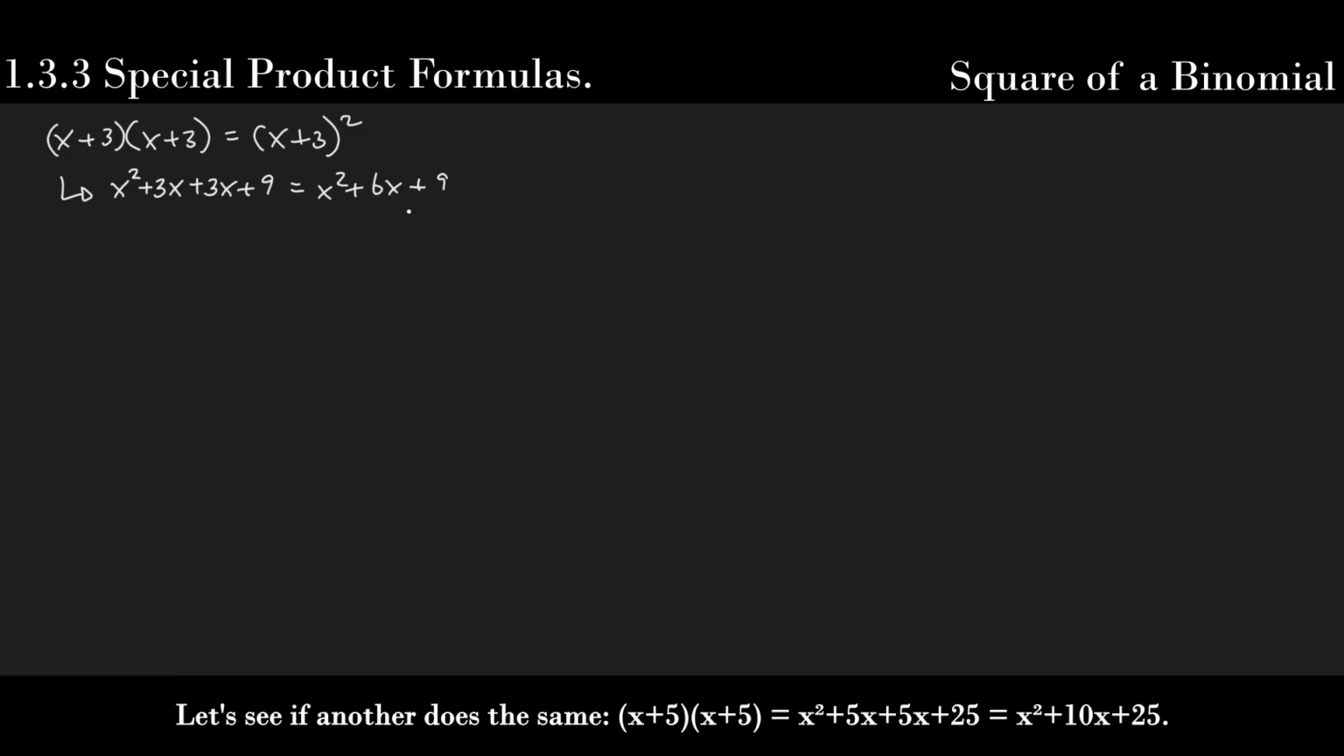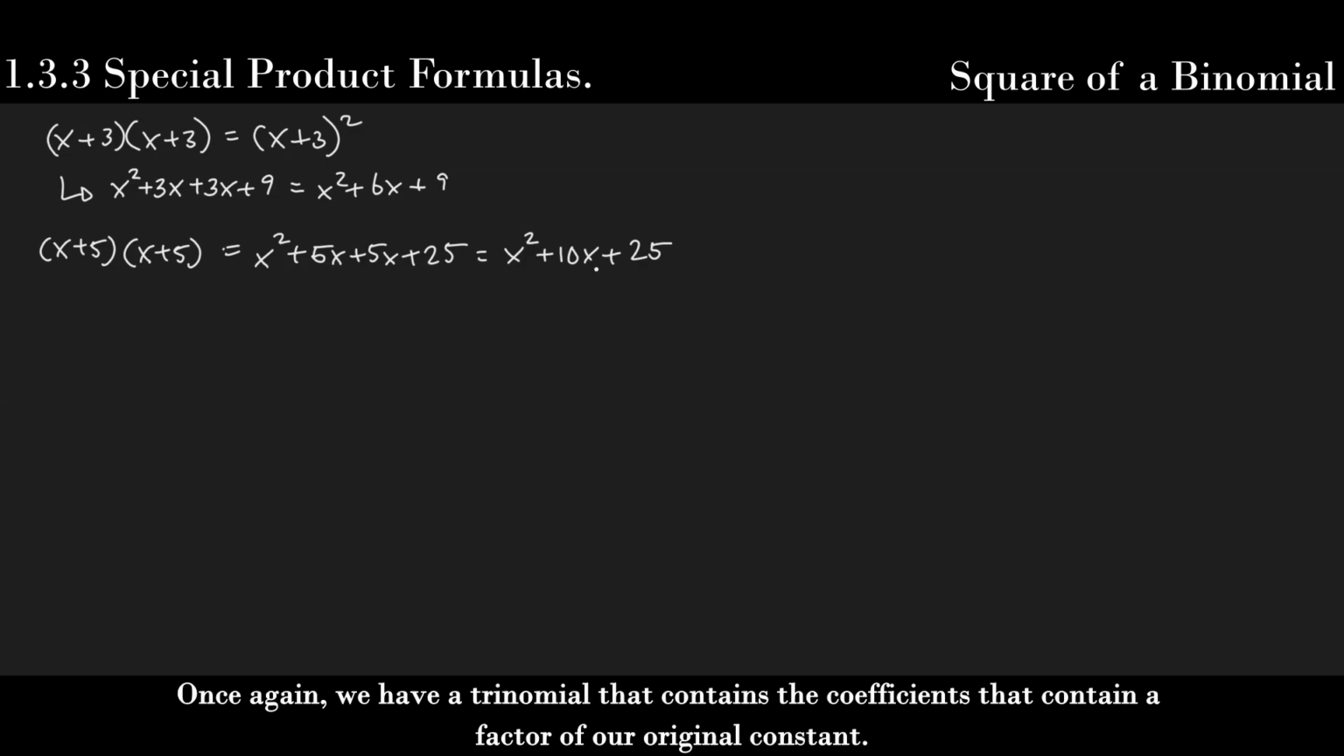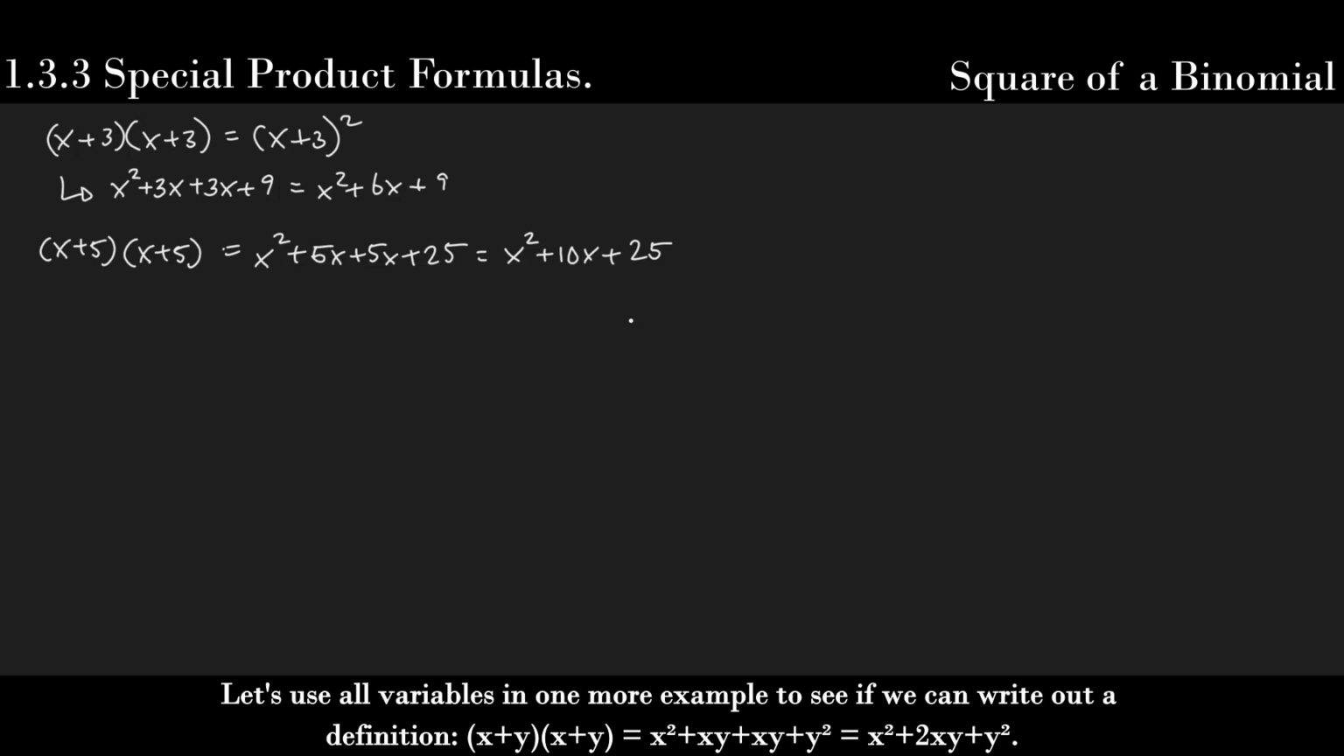Let's see if the other does the same. x plus 5 times x plus 5. This equals x squared plus 5x plus 5x plus 25, which simplifies to x squared plus 10x plus 25. Once again, we have a trinomial that contains coefficients that contain a factor of our original constant. I think we have a pattern. Let's use only variables in one more example to see if we can write out a definition. x plus y times x plus y.